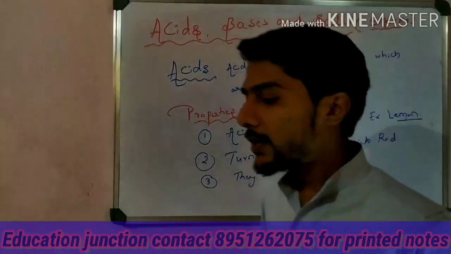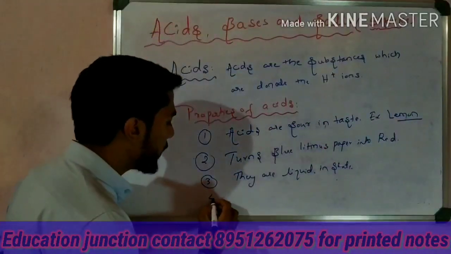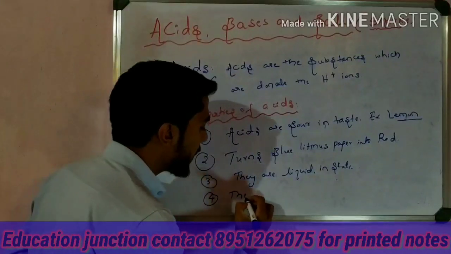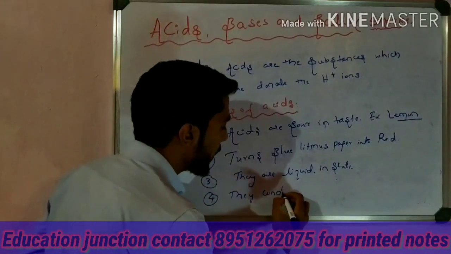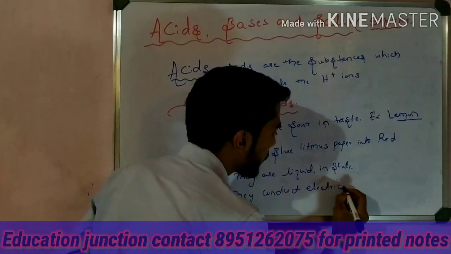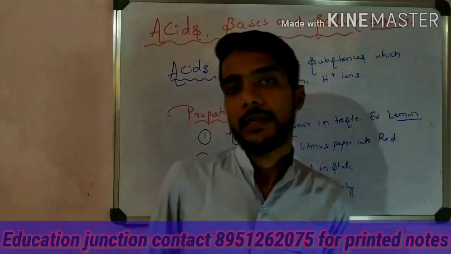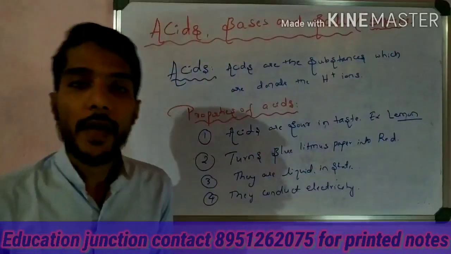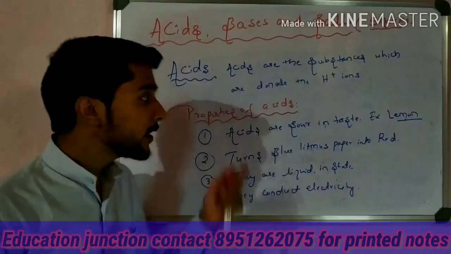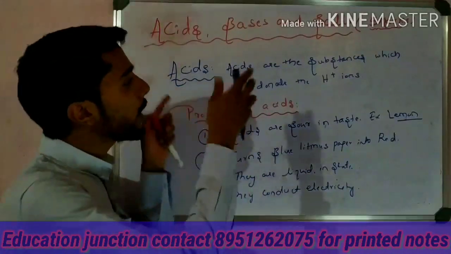Okay, they are always liquid in state. Next, the fourth property: they conduct electricity. So that is four properties of acids. Hope this is very easy for you. In the examination, if they ask what are acids, you have to write all these things.